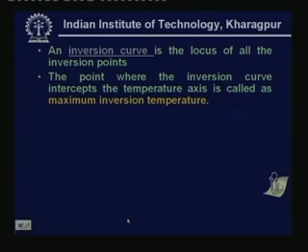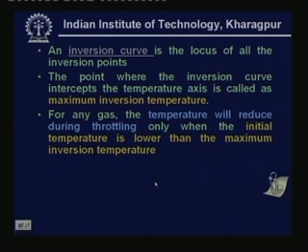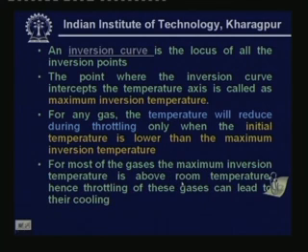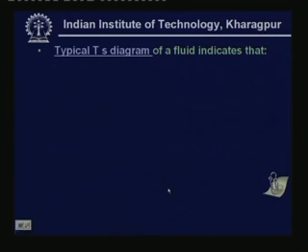So let me just summarize. The point where the inversion curve intercepts the temperature axis is called the maximum inversion temperature. For any gas, the temperature will reduce during throttling only when the initial temperature is lower than the maximum inversion temperature. For most of the gases, the maximum inversion temperature is above room temperature, hence throttling of these gases can lead to their cooling. The same thing can be indicated on a typical TS diagram.